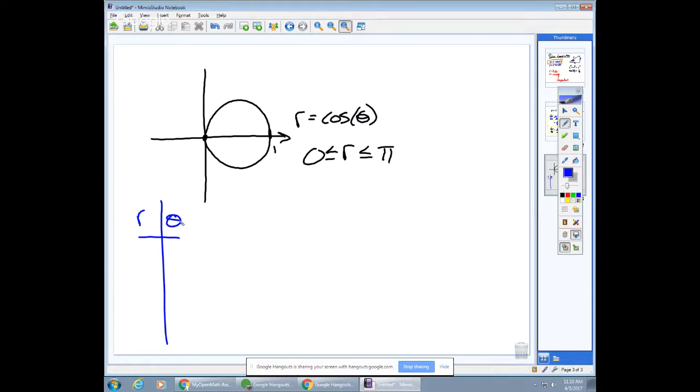We stopped at pi. So right after pi, let's see, the next angle would be 7 pi over 6, I think.